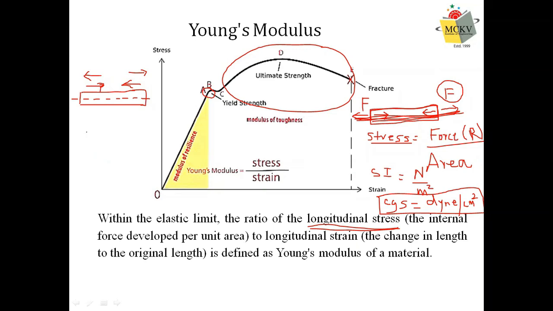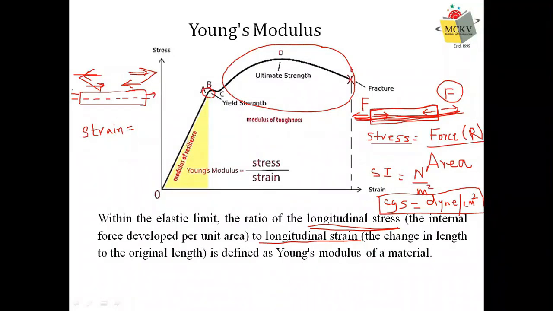And what is strain? Strain, by definition, is change in dimension by original dimension. It is because if you apply force, you are deforming the body. You are changing the shape or size of the body. So in this case, we are talking about longitudinal strain. If you apply a force in this direction and in this direction, this force will try to increase the length of the body.